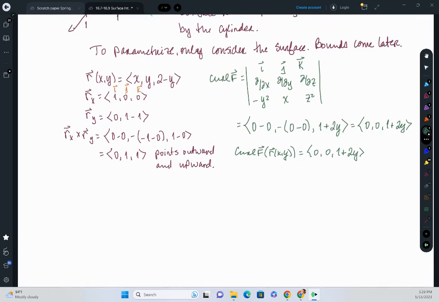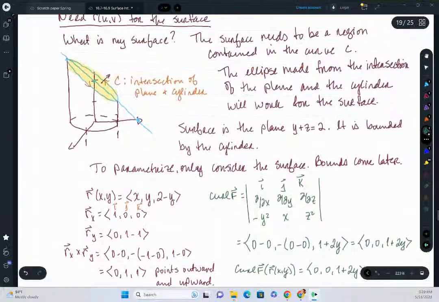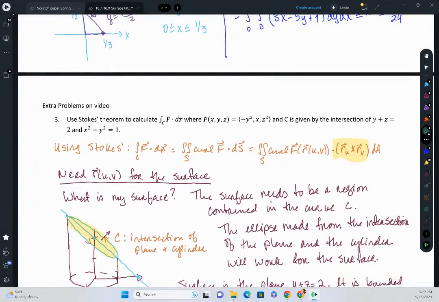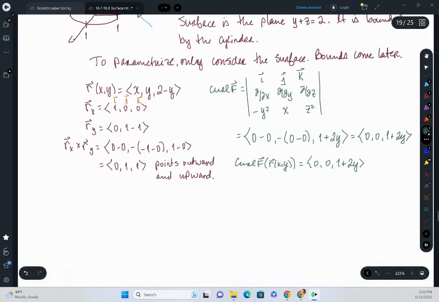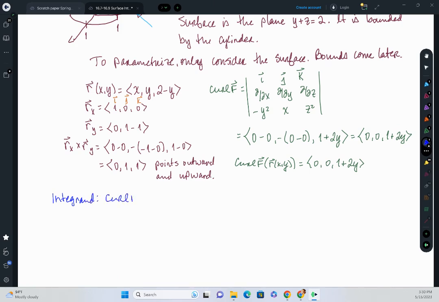Okay, I need a dot product. Going back up to what we're trying to find, we need our integrand, and we need the curl of f dotted with the cross product of r sub u and r sub v. So let's go ahead and do that. Our final integrand is going to be curl of f dotted with r sub x cross r sub y, which will give us 0, 0, 1 plus 2y dotted with 0, 1, 1. This gives me 0 plus 0 plus 1 plus 2y. That's it. That's a simple integrand.